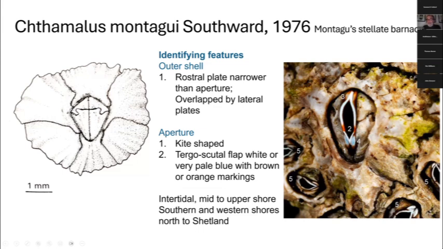And I've borrowed this photograph from Ian Smith, but here you can see the tergoscutal flaps. They're open, but the legs aren't out yet, and you can see that they're white or pale blue with orange or brown markings on them. So you can see how beautiful these structures are, but how distinctive they are as well, if you're actually looking at live specimens that are open and showing themselves.